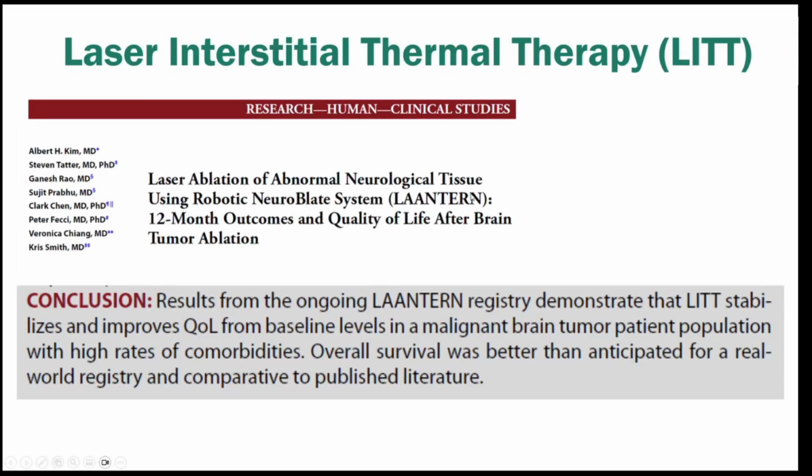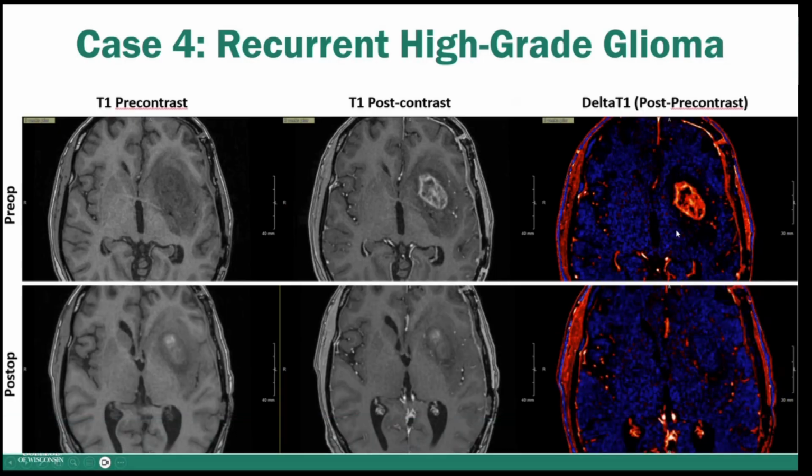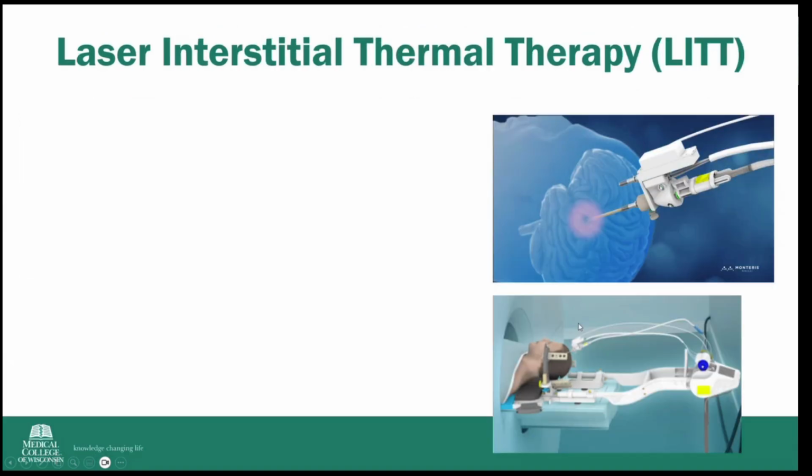This is basically an ongoing registry of 12-month outcomes for quality of life after brain tumor ablation in primary brain tumors. Here's an example of a case of mine. This was an insular glioblastoma that I open resected initially, and I think about 18 months later, it started to recur. She was asymptomatic, but there was clearly this mass here, difficult to get to, didn't want to undergo another open resection, so we treated with laser ablation. And you can see the delta T1 shows the extent of that ablation quite clearly.